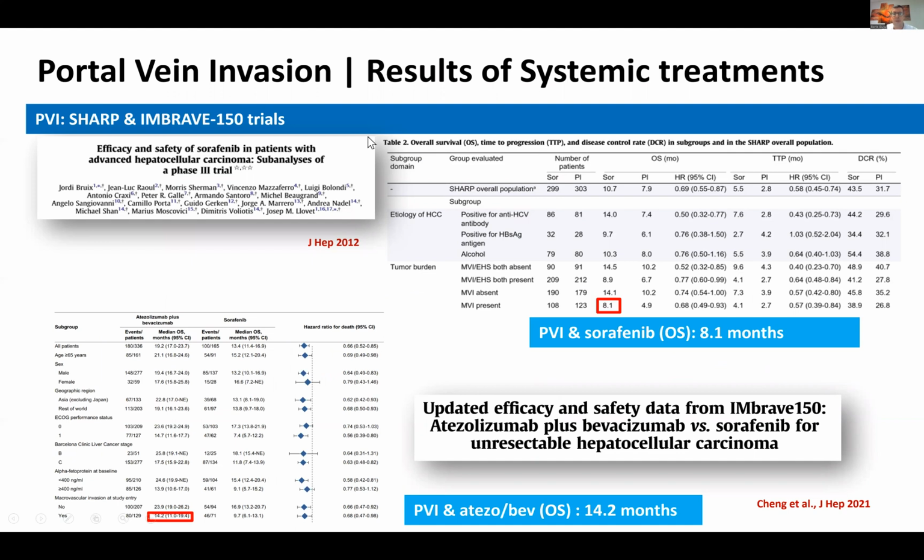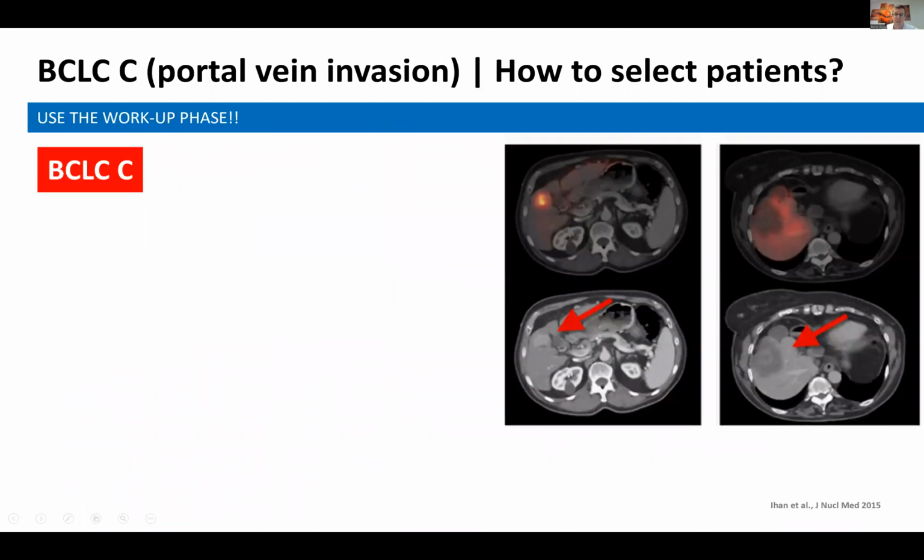Look at that: if we focus on portal vein invasion, which is a big problem, with sorafenib we had 8 months overall survival. With the most recent drugs, atezolizumab and bevacizumab, we have 14 months. But with radioembolization, we had 23 months, much more than the standard of care. But at one very important price: a selection based on this workup phase, this simulation phase. So how are we working in Montpellier?